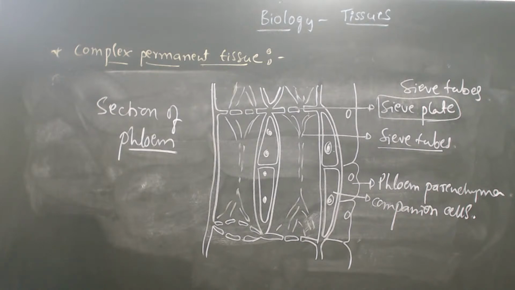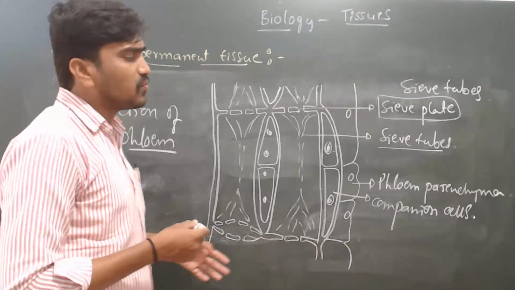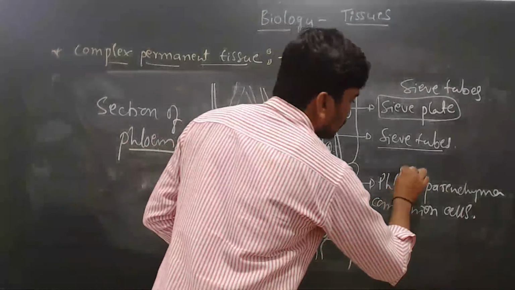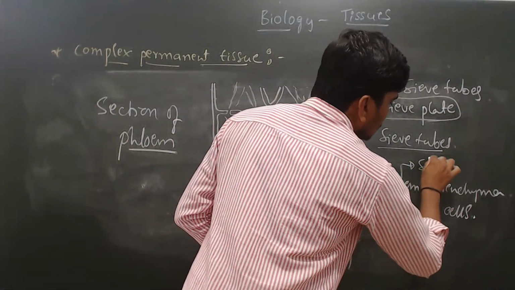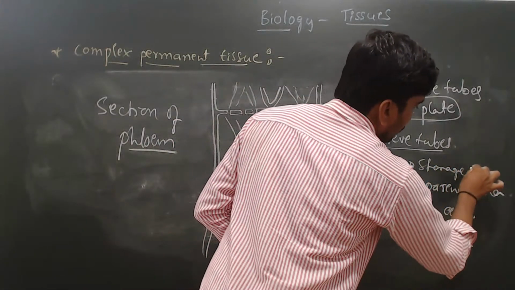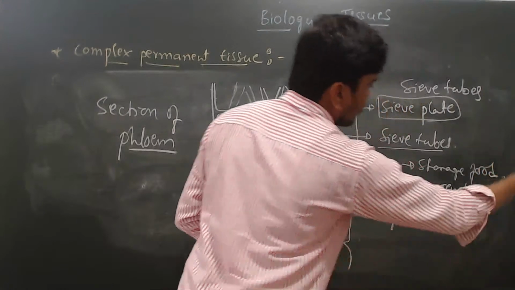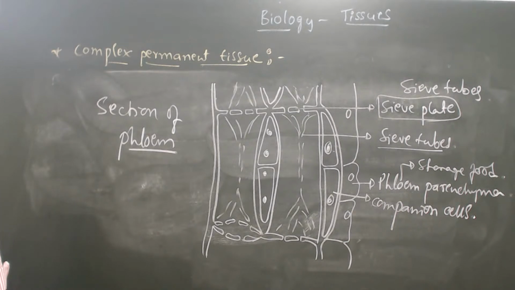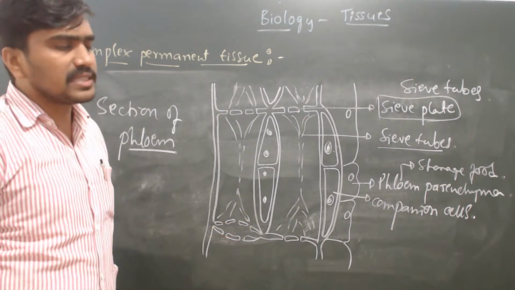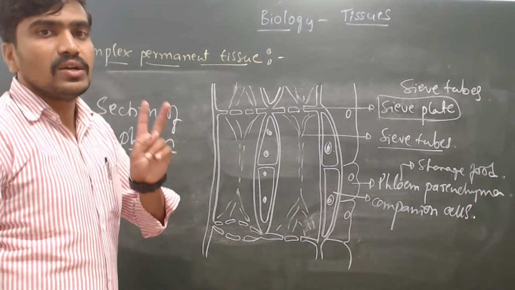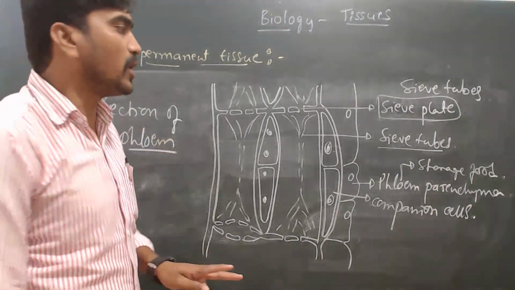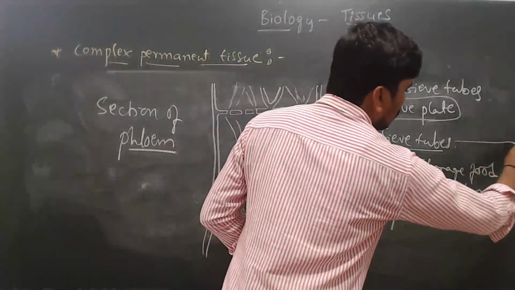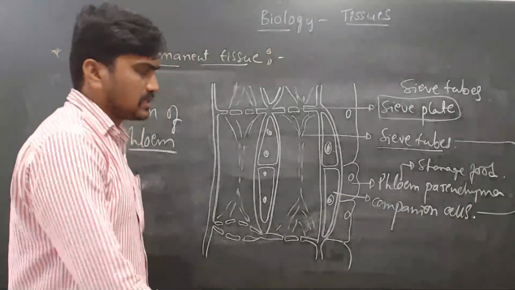Parenchyma are living cells which help in the storage of food. Which one? This phloem parenchyma helps in storage of food. Then companion cells. Starting only I said the first two components of the phloem. Which ones? Sieve tubes and companion cells.